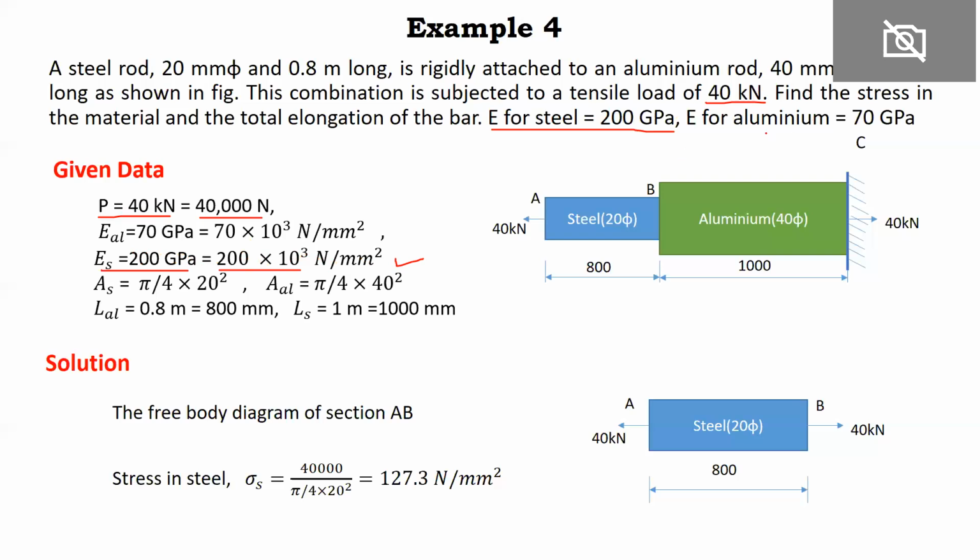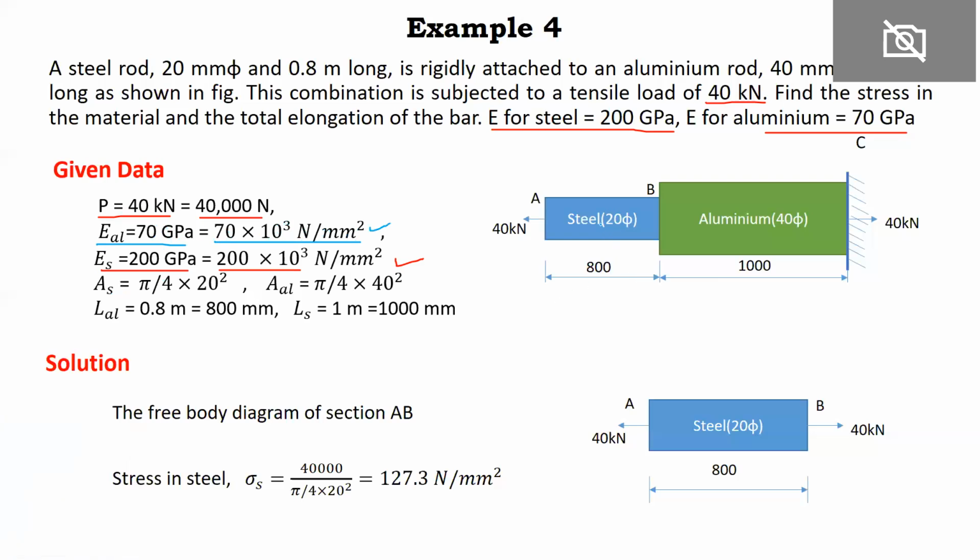Similarly, the Young's modulus for aluminium is given. It is 70 GPa. Again, we need to convert this into the desired form, that is in terms of Newton per mm square. It is in terms of GPa, so you convert this GPa into Newton per mm square by multiplying by 10 raised to 3. So it is converted.